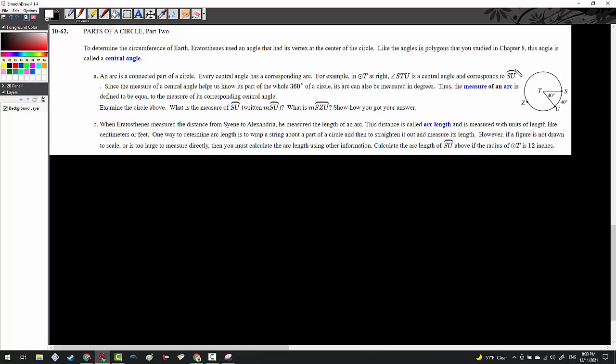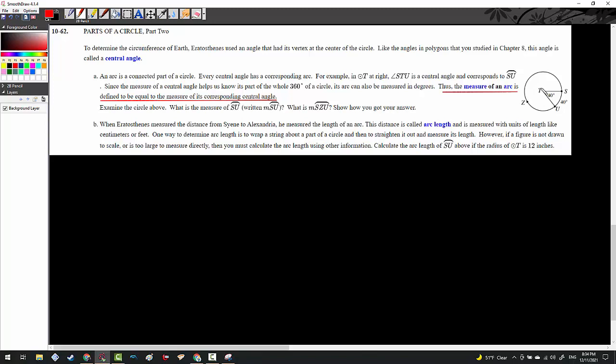That's what this little arc-looking thing means. It means arc SU. It says, since the measure of the central angle helps us to know that it is part of the whole 360 degrees of the circle, the arc can also be measured in degrees. So this part here is super important. They're telling us the measure of an arc is defined to be equal to the measure of its corresponding angle. Okay, so that is the meaning of this diagram right here when they talk about a 40-degree angle and a 40-degree arc. Now, keep in mind, that's the measure of that arc. It's not the arc length. They clarify that better in part B, but arc measure does not mean arc length, and you're going to make that mistake. You're going to get those confused on a quiz.